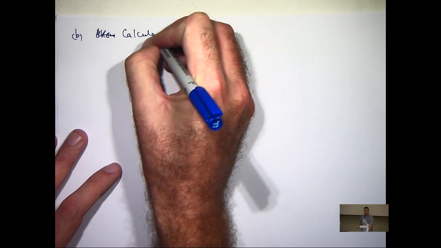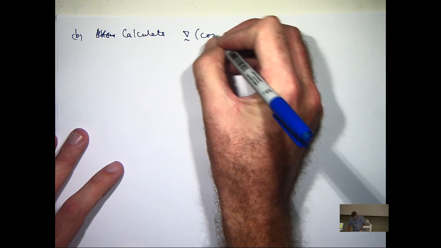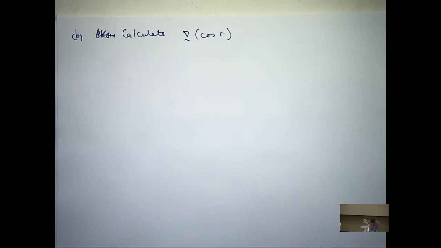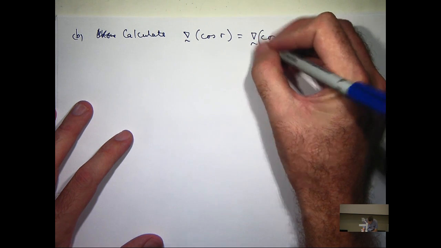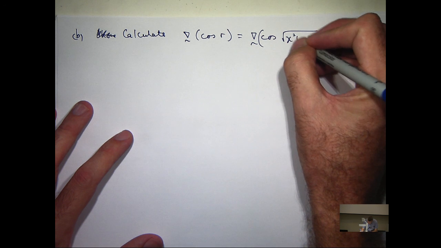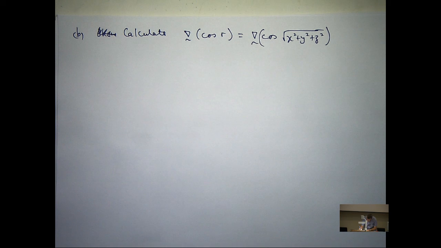So calculate the gradient of cos r. Okay, so if I write that out just in this kind of notation, you can hopefully see that I've got a function of a function here. I've got the cosine function, and I've also got the function root x squared plus y squared plus z squared.